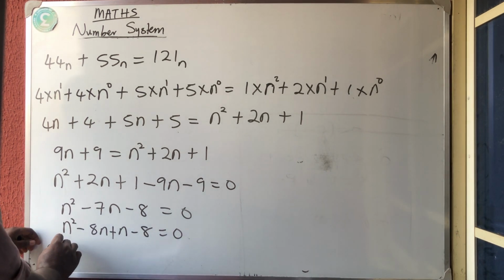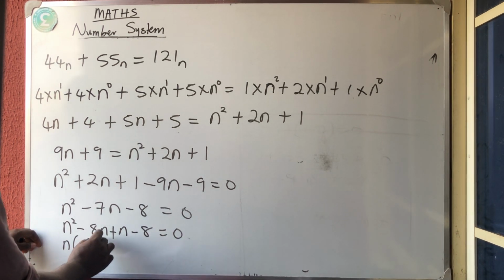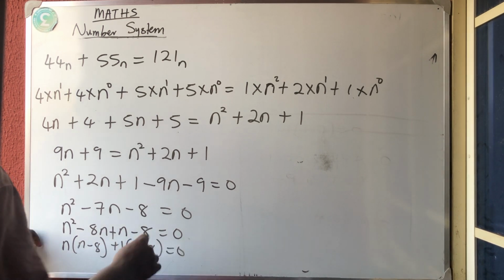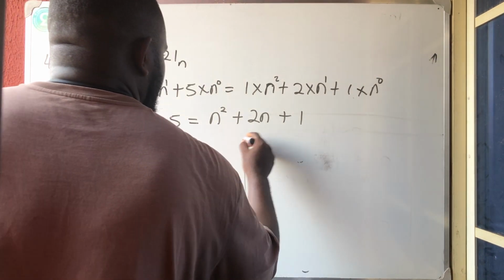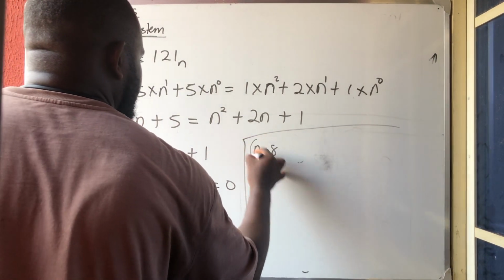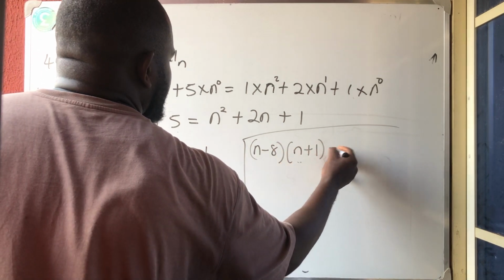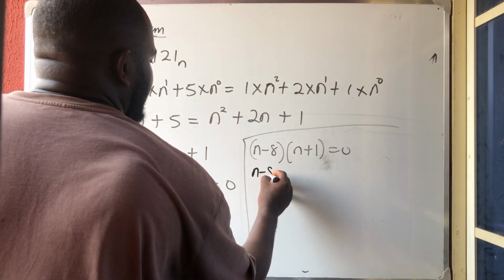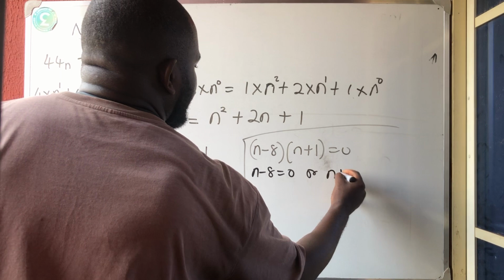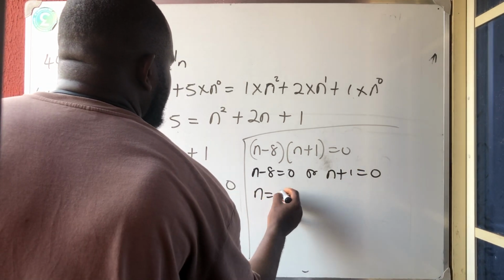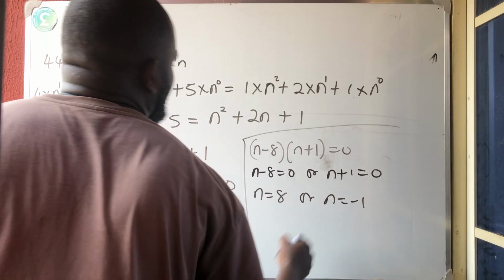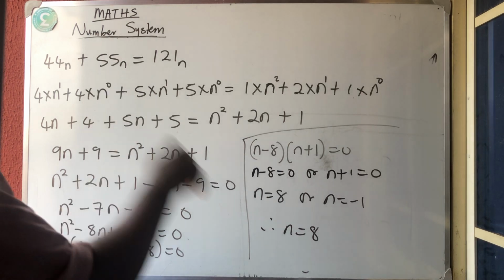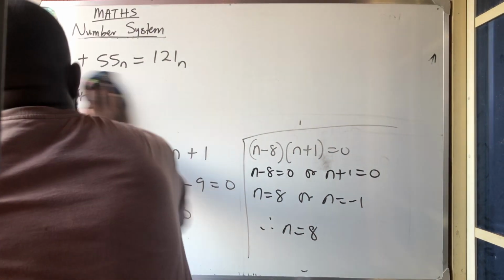So I'm just factorizing. I'm having n minus 8, n plus 1 is equal to 0. Obviously, my answer is 8 because n cannot be negative. So n minus 8 is equal to 0, or n plus 1 is equal to 0. So therefore, n is equal to 8 or n is equal to minus 1. But n cannot be negative, therefore our n is what? 8. But instead of solving it with this long method, look at another method you can use.